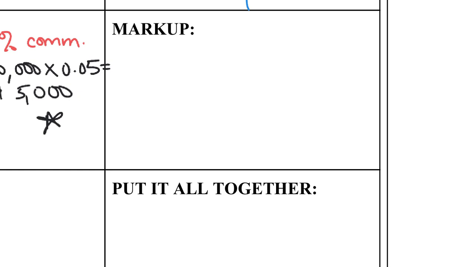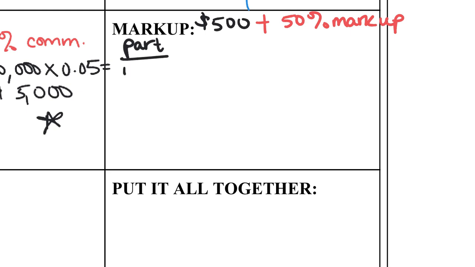So let's say for this problem that a person buys an item for $500 and they want to sell it for a 50% markup. So same thing, we're going to do our part whole percent 100. So let's go ahead and write our part whole percent 100.